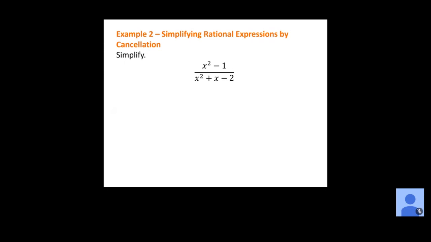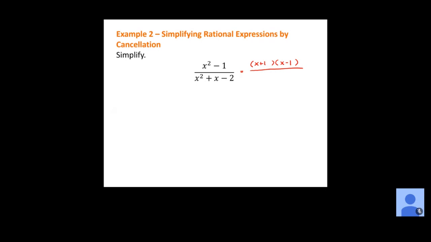So what I want to do first, let's look at the numerator. Is there anything I can do to factor this numerator? It's a difference of squares. Good, right? And so if I factor this difference of squares now, those factors are going to be? Good. We're going to have an x plus 1, and we're going to have an x minus 1. There's our first step.